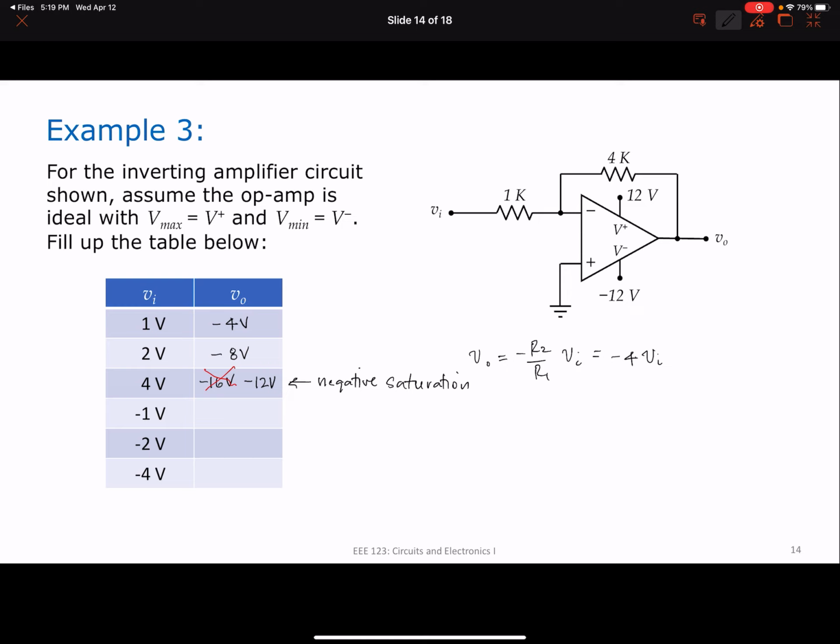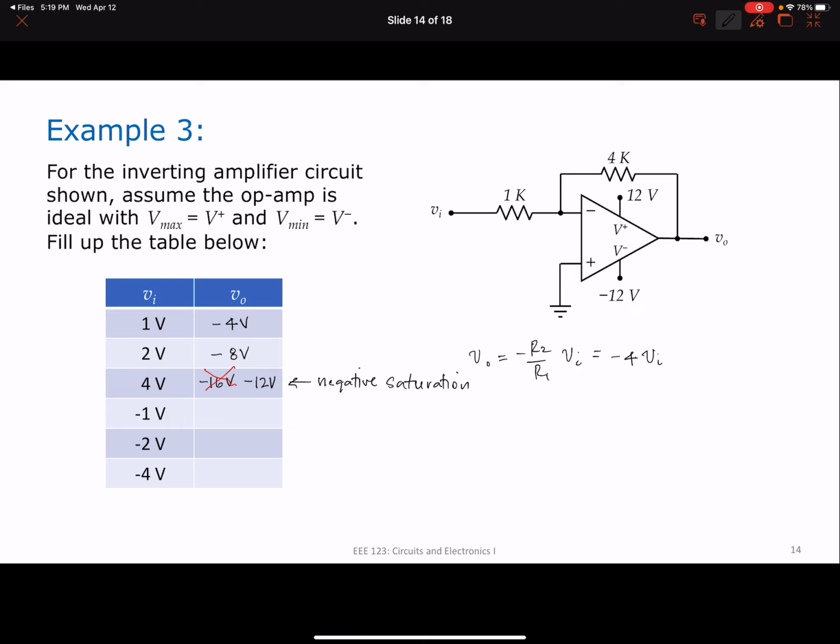Okay. So when your input is 1 volt or 2 volts, that does not cause your op amp to saturate. But when your input is 4 volts, that causes your op amp to saturate. In fact, your op amp will start saturating when your input is 3 volts, because minus 3 times 4 is minus 12, which is exactly the value of Vmin.